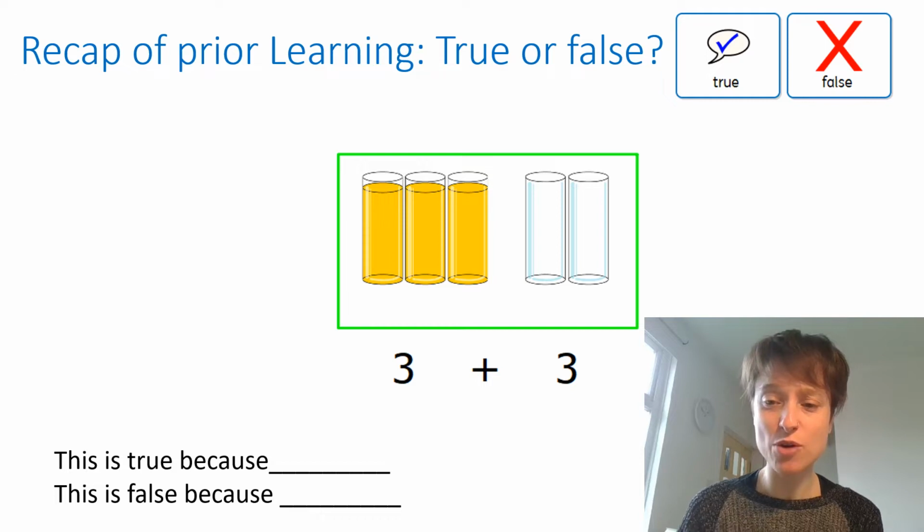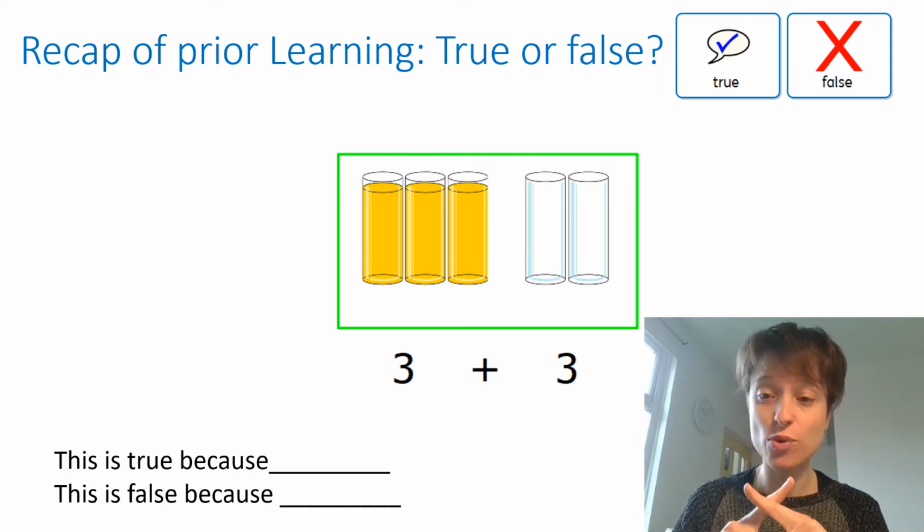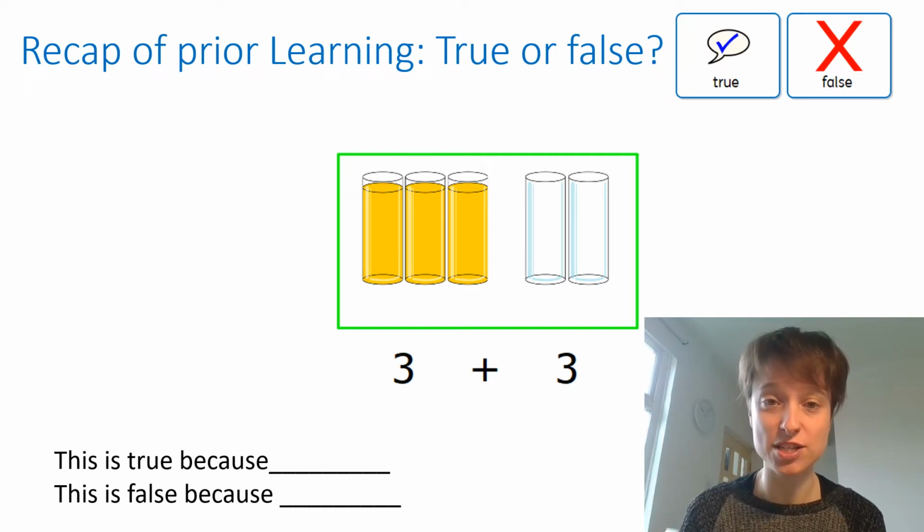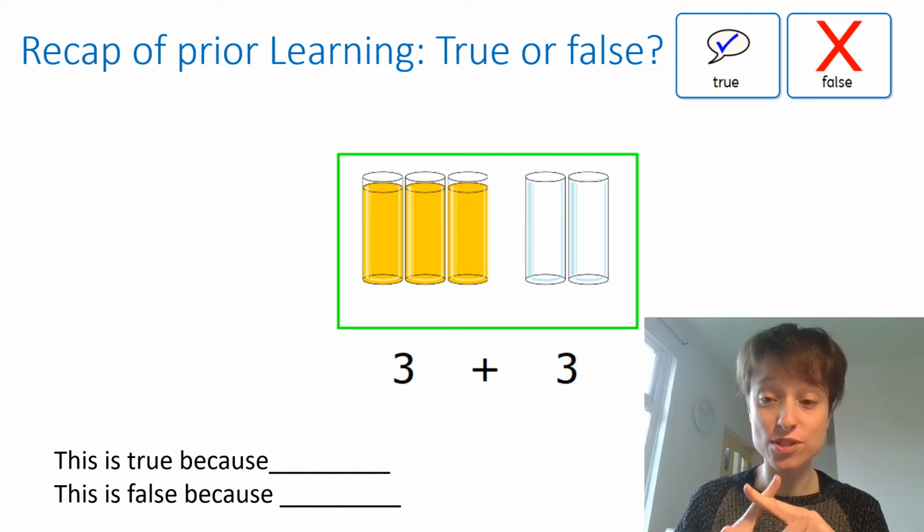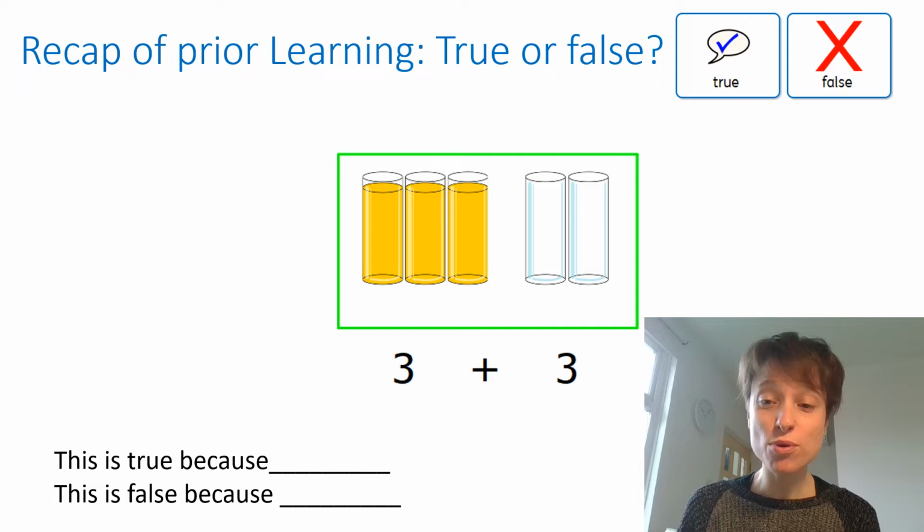I want you to think about whether it's true, whether the expression does match the picture, or whether it's false, whether the expression doesn't match the picture. And I'd like you to say your answer using a full sentence. So you can say this is true because, or this is false because. So pause the video here and say your sentence to your adult.